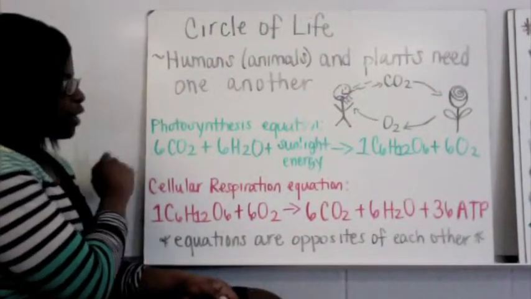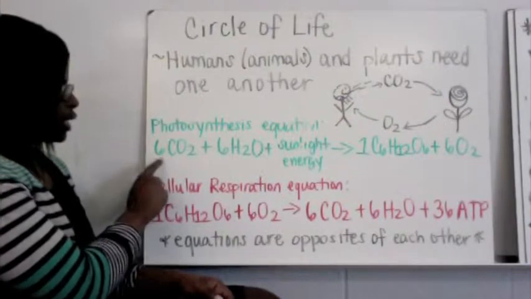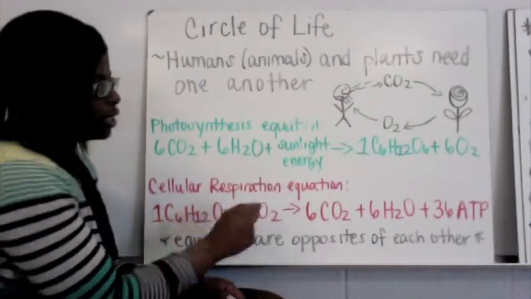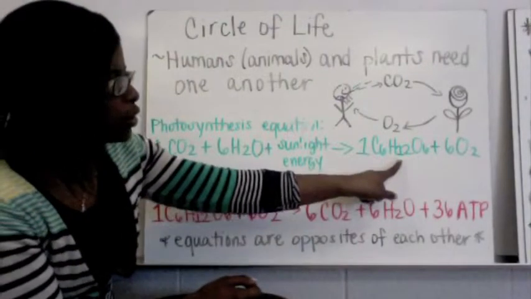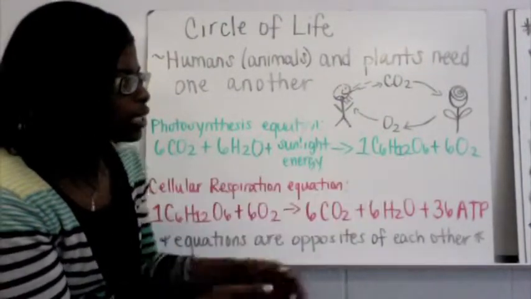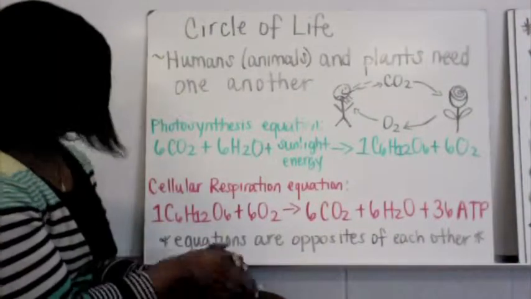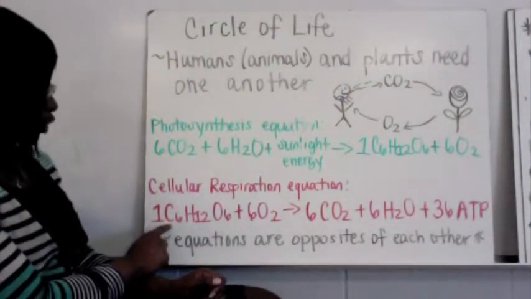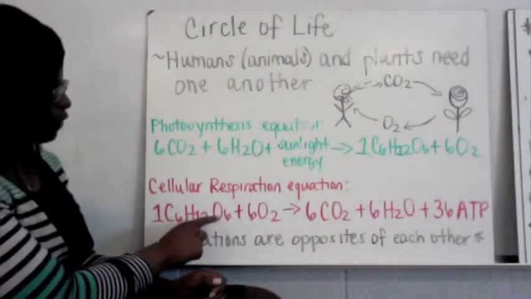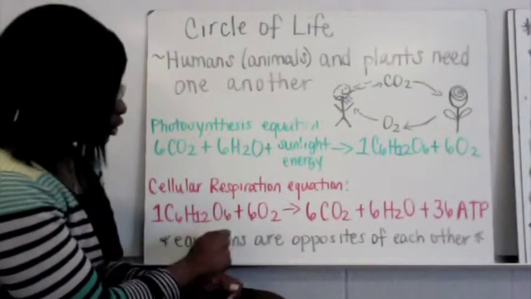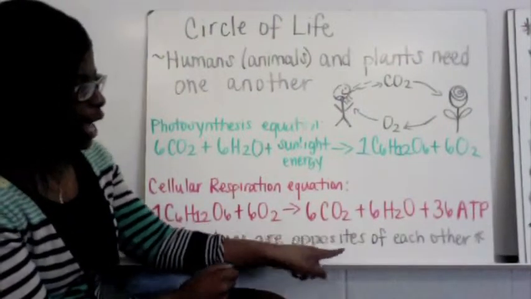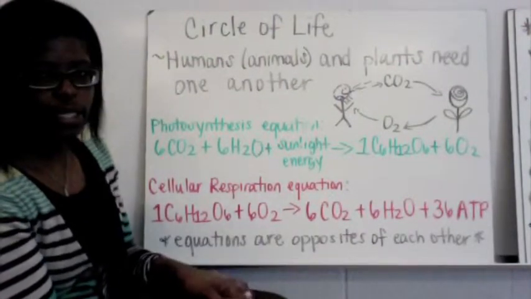So here we have the photosynthesis equation, which is 6 CO2 plus 6 H2O plus sunlight energy is going to produce 1 molecule of glucose, which is C6H12O6, plus 6 molecules of oxygen. So our respiration equation here, we have 1 molecule of glucose, which is C6H12O6, plus 6 O2 is going to produce 6 molecules of carbon dioxide plus 6 H2O plus 36 ATP.